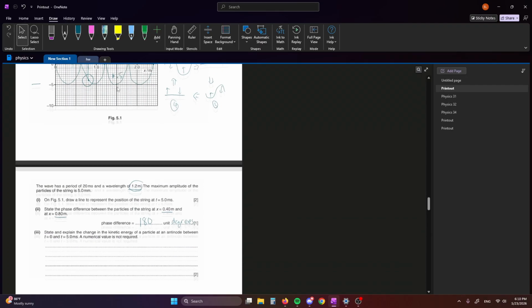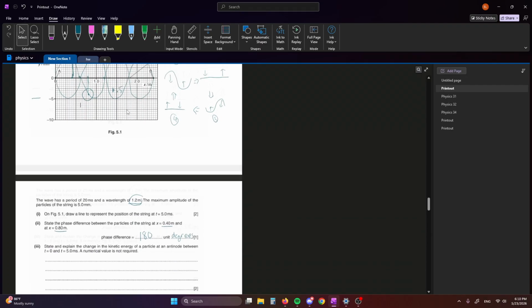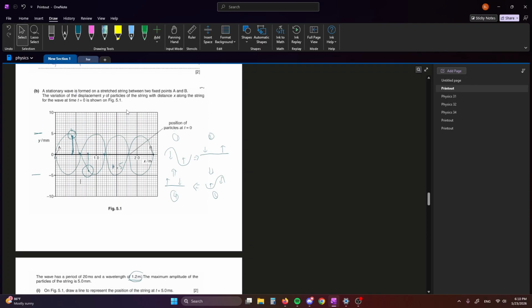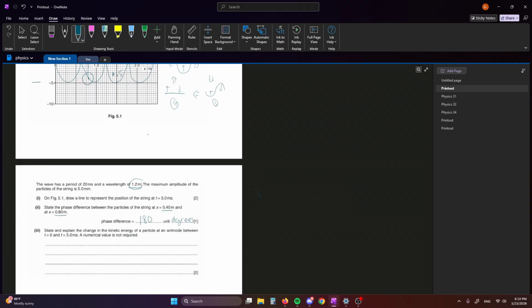Yeah. So in this case, it's going to be 180 degrees. If it was a traveling wave, where there aren't nodes and antinodes, then it would be 120 degrees. Or you did like where you do the wavelength over 3 and then two wavelength over 3 because of the 0.4 meters and the 0.80 meters.